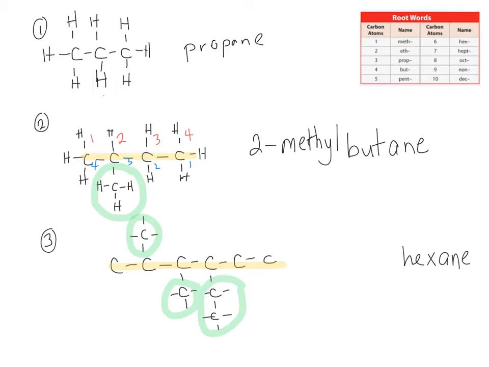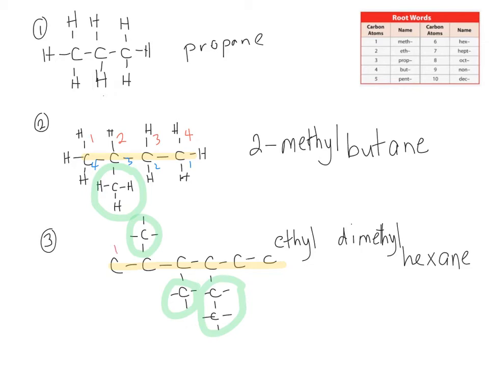Okay, so we've got 2 methyl groups, so that's considered dimethyl, but you don't count the D from di in the alphabet order. You count it as a methyl. Ethyl comes before methyl in the alphabet, so this is going to be something ethyl, dimethyl, hexane.